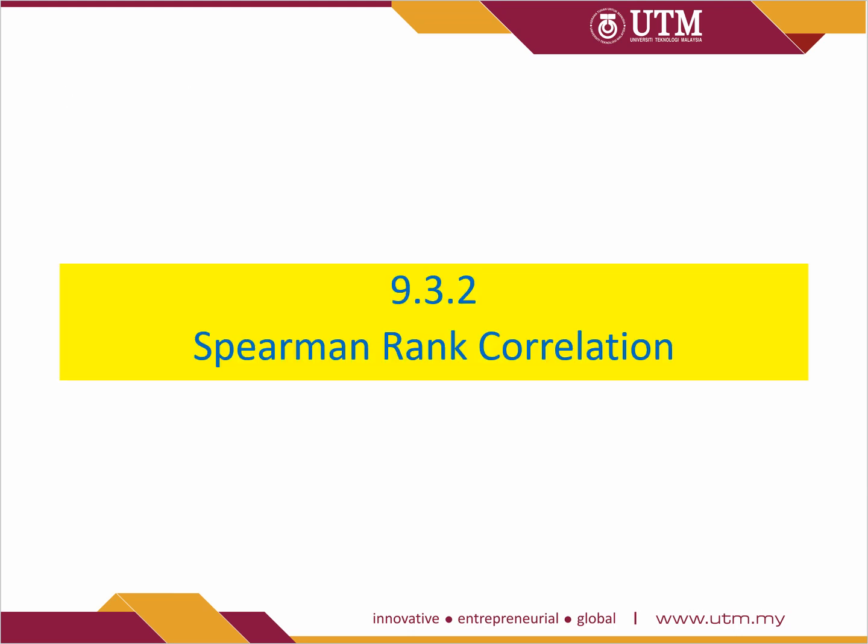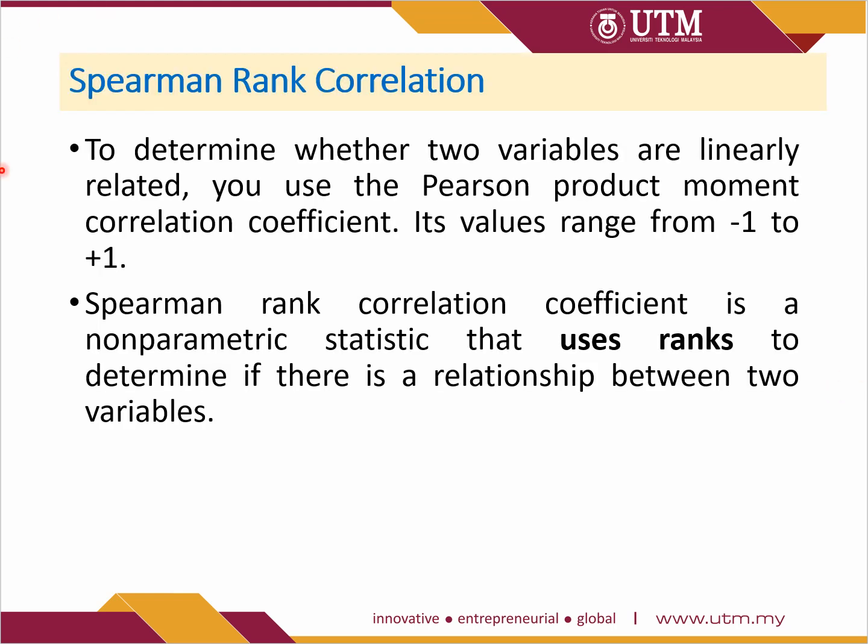Okay, now we move to the next correlation, which is Spearman rank correlation. To determine whether two variables are linearly related, before this you used the Pearson product moment, where the values range from -1 to +1. Now we use the Spearman rank correlation, which is a non-parametric statistic that uses rank to determine if there is a relationship between two variables.